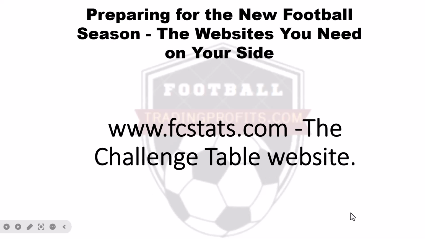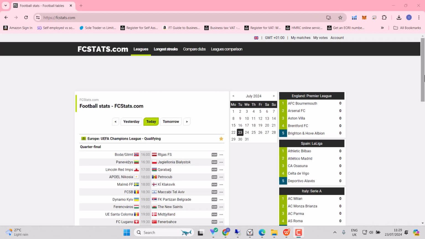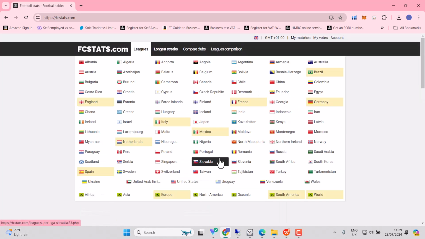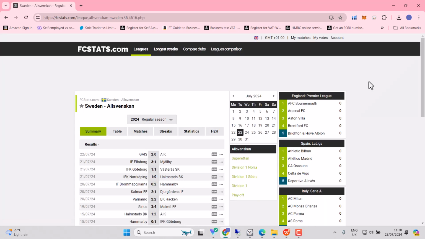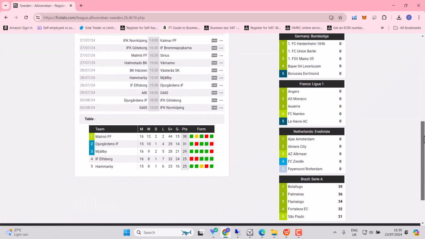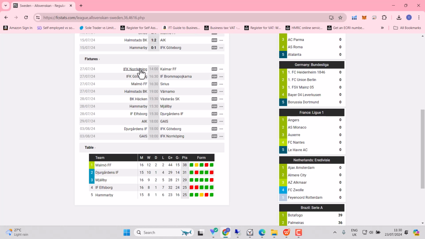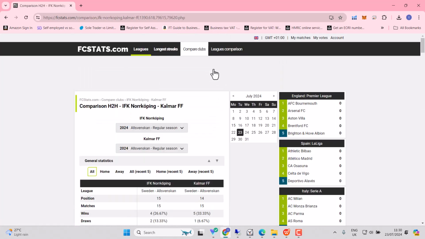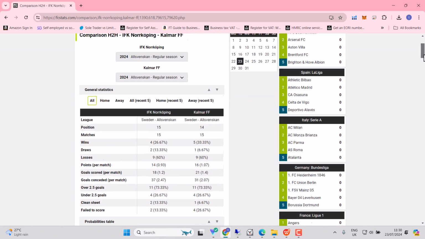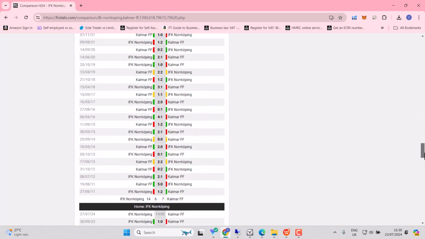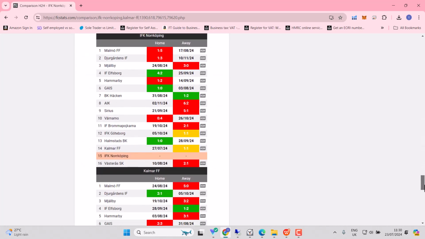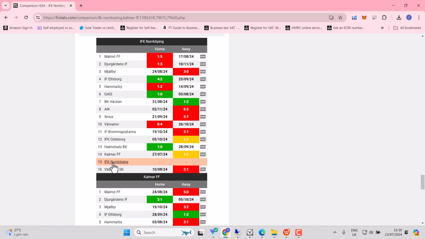Let me show you fcstats.com. So this is fcstats.com. If you go to the leagues here, we're going to go again to a league which has had a few matches under their belts, the Swedish Allsvenskan. Make sure you click on the regular season, 2024. Choose your team of interest or your match of interest. We've got Norrköping and Kalmar coming up. You can either click on this head-to-head itself or you can click on the individual team. All I use this website for myself is the challenge table at the base. Again, it gives you an indication of how these teams play.